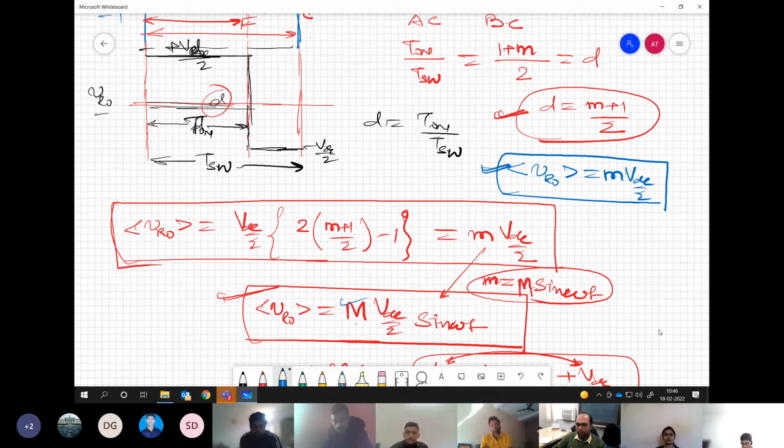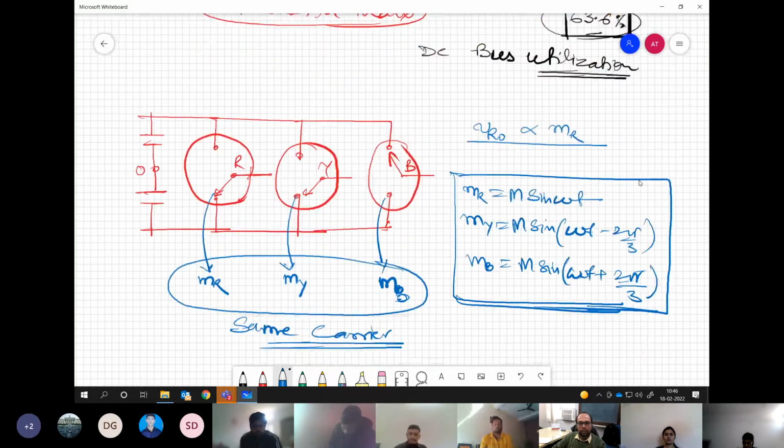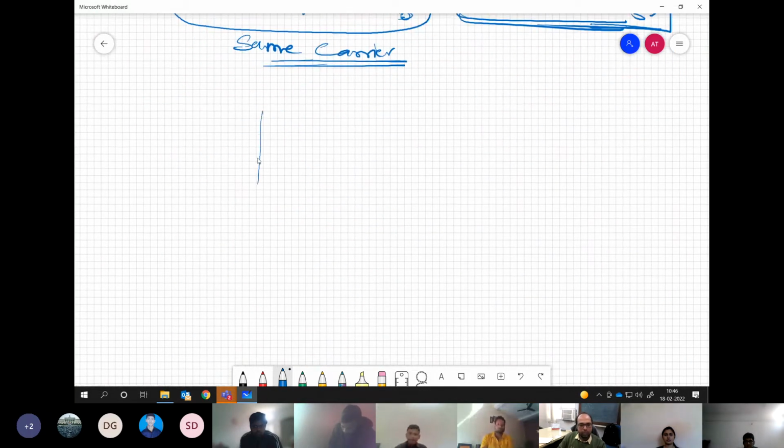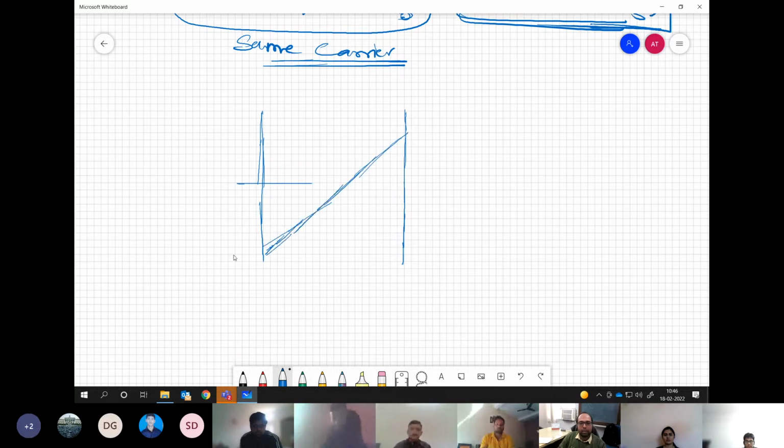So what we will have is the carrier waveform, which will be common for all three. If I plot it over here, this is the carrier, and this is the zero axis, of course. I will use a scale from the next time. In today's class we will just see this.